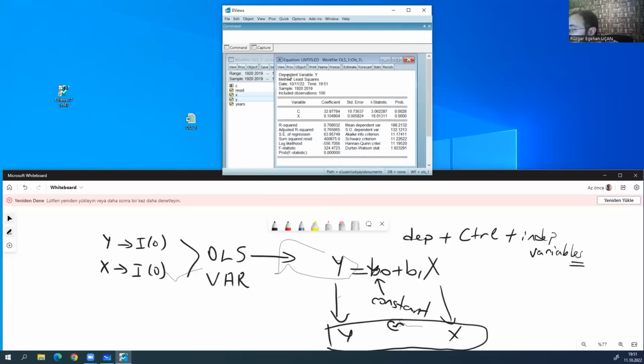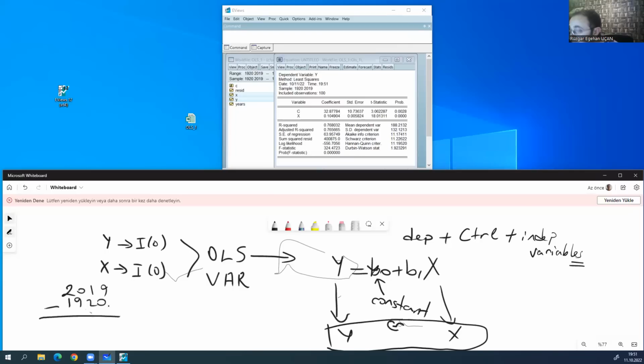Finally, you can see from the EViews output that our dependent variable is Y. Our sample starts from 1920 and goes up to 2019. So how can we find our number of observations? You can see it is 19, but don't forget to add 1. So we have 100 observations in total.